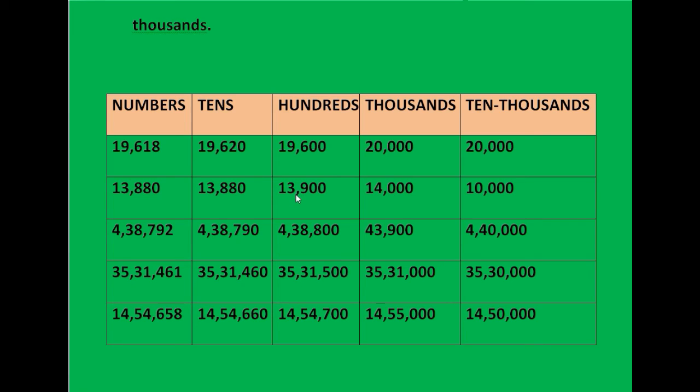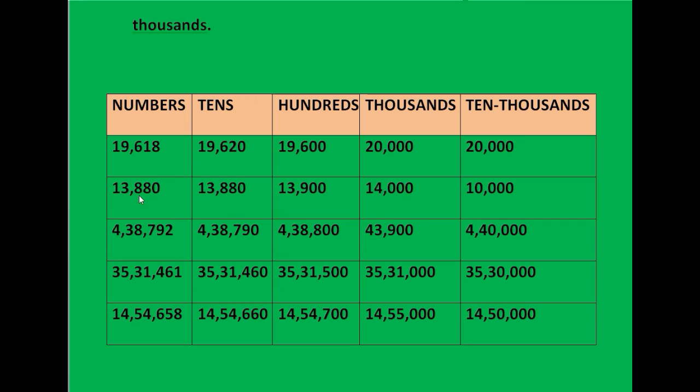Rounded off to hundreds: see the hundreds digit, that is 8. To the right of this is again 8, which is greater than 5. So according to rule number 1, we should add 1 to this digit 8, so it becomes 9. To the right of this digit we put 2 zeros because there are 2 digits left.